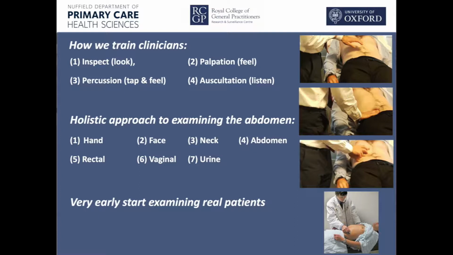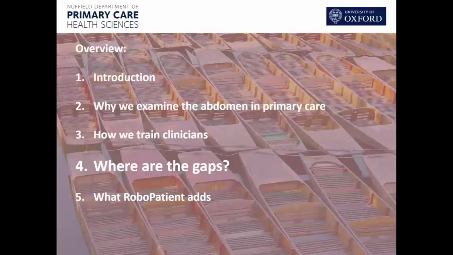When we are examining, we have a systematic approach, generally of working around the four corners or four quadrants of the abdomen, and then feeling for specific organs. Very early in our clinical careers, we currently start examining real patients. I'll next come on to talk to whereabouts I think the gaps are that RoPat might fill.